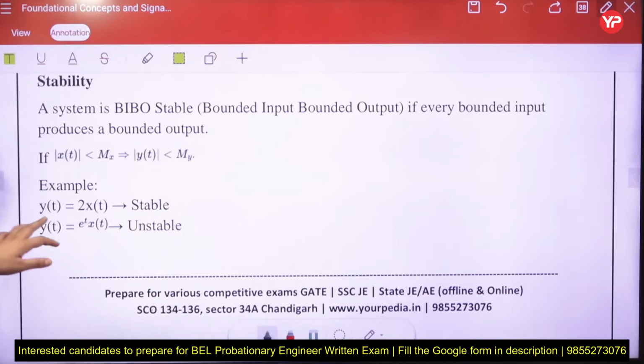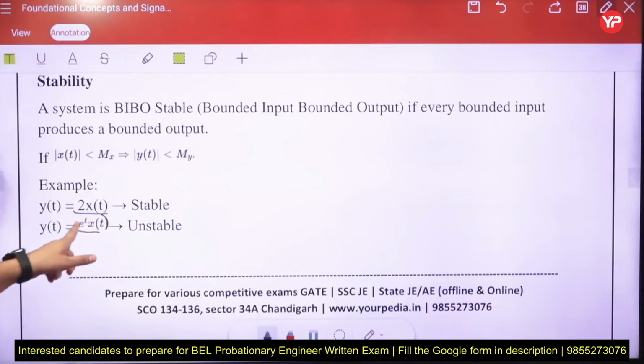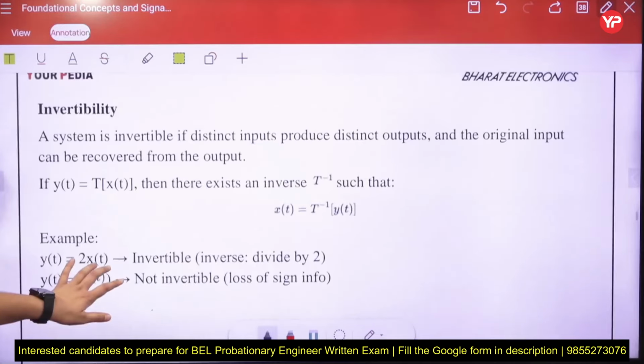So let's take this example. This is 2x(t), this is a stable system. If you give the bounded input here, if you give the x(t) value bounded, which is less than infinity, then y(t) is always less than infinity. But here this is unstable. Why? If you replace the t value with infinity, x(t) is finite for t infinity, but e raised to the infinity is going to be infinity, which makes this output unbounded. So what we can say, this system is unstable, right?